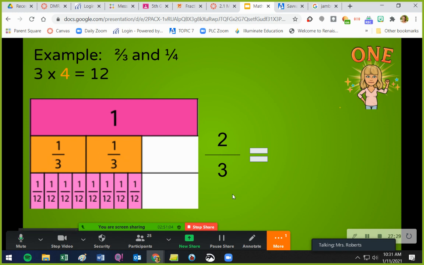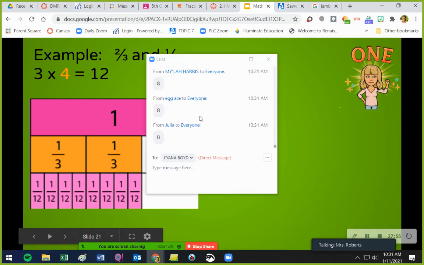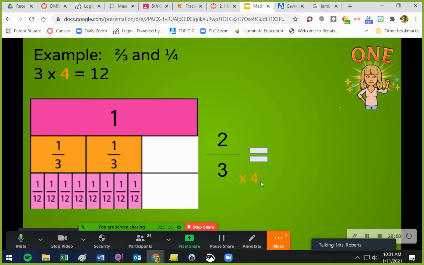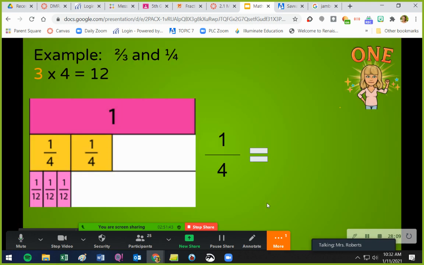So before I put the answer up here, somebody tell me what the equivalent fraction is. We could say 2/3 is the same as how many 12ths? Two-thirds is equal to how many 12ths? I see a couple people typing in the chat. 8/12ths. So let's see if you're right. To get from 3 to 12, I have to times by 4. So if I do that on the bottom, I do that to the top. That's how I get 8/12ths. So those are equal.